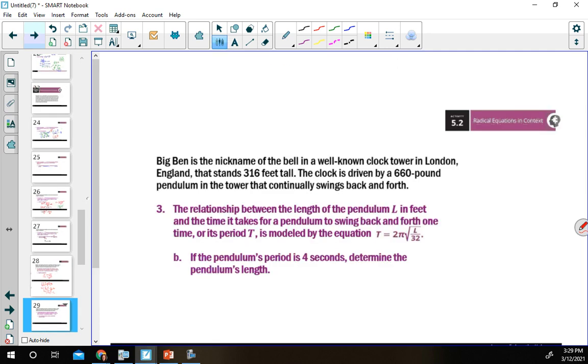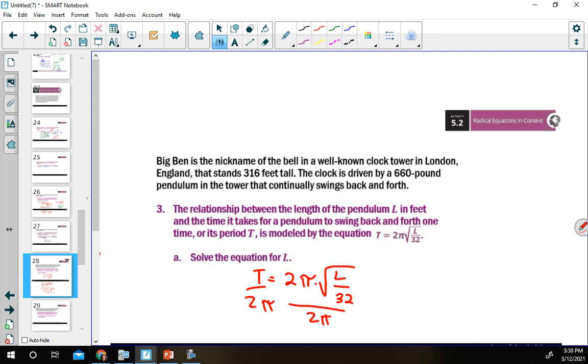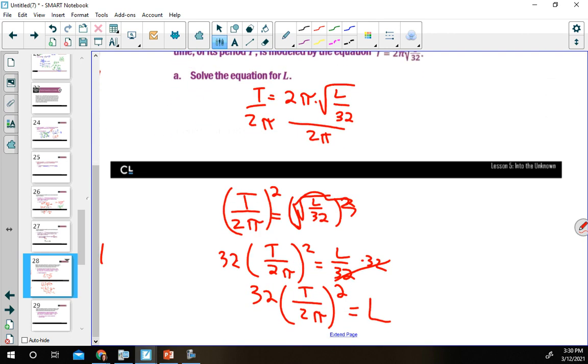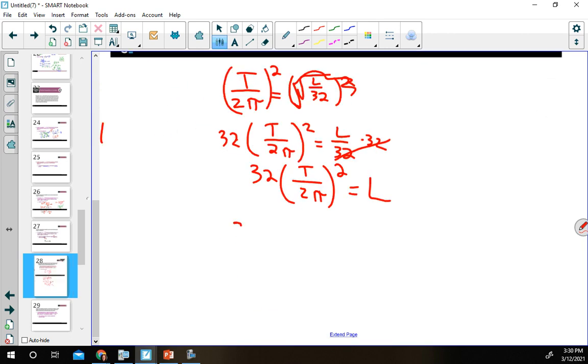Okay, so then if the pendulum's period is 4 seconds, determine the pendulum's length. So that means that T, I'm going to solve for L, so it's easier to already just plug it in. My 4 seconds here, I'm going to plug in, so this is answering the next question. So 32 times 4 divided by 2 pi all squared. Okay, so we're going to type this in our calculator.